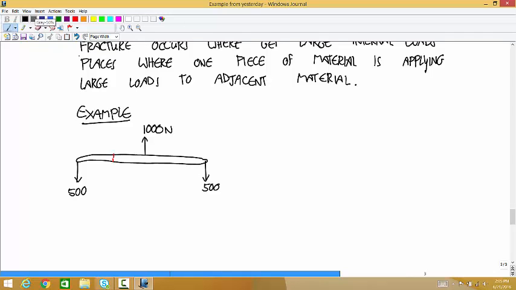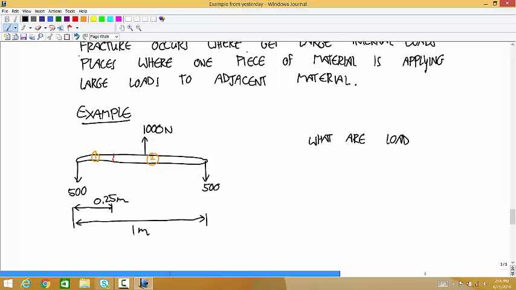Let me give this a length. So let's say the whole thing is a meter. The 1,000 is at the midpoint, and let's say we want to calculate the internal loads a quarter of the way across. And I'm going to break this up into piece 1 and piece 2. And the question is, what are the loads applied to piece 1 by piece 2?